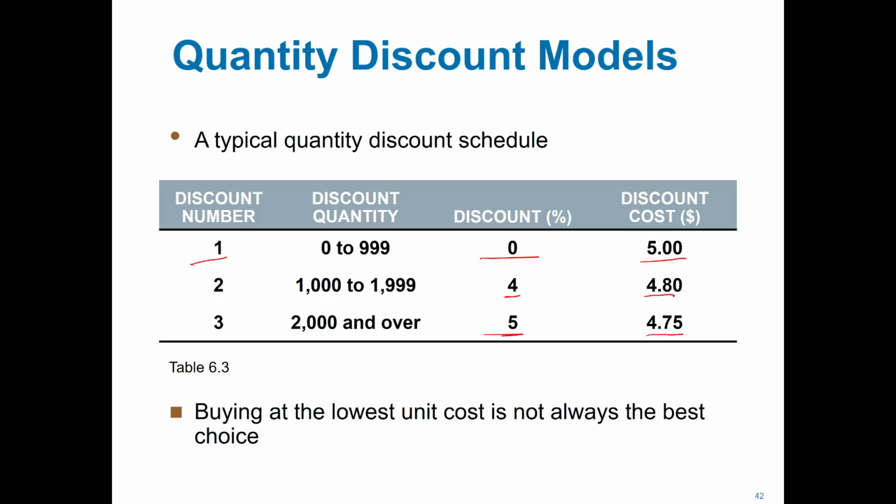Now from looking at only this schedule, we cannot say that buying at the lowest unit cost is always the best choice. Why? Because we have the two other costs, which are the ordering cost and the holding cost. So we have to see it as a whole.